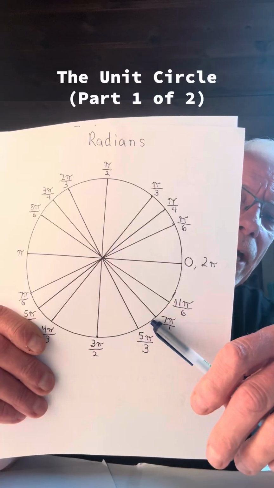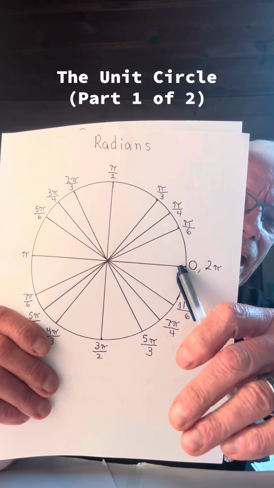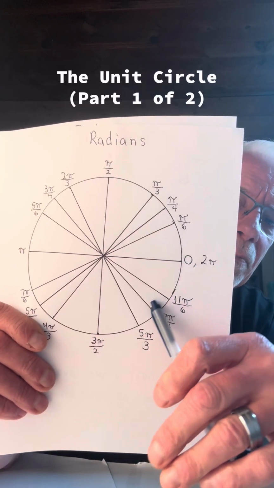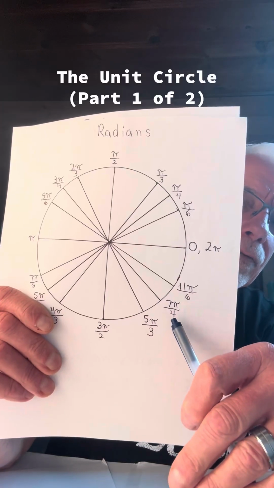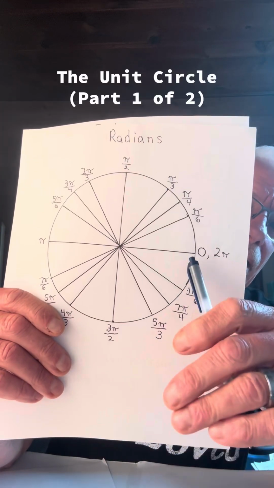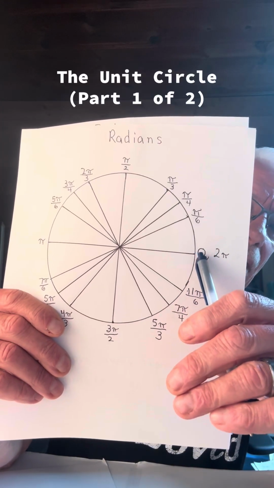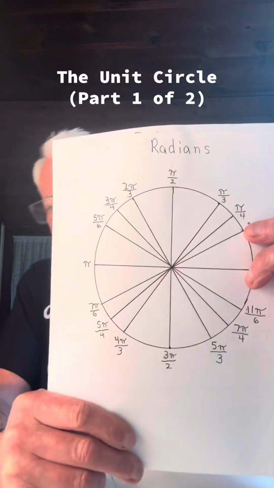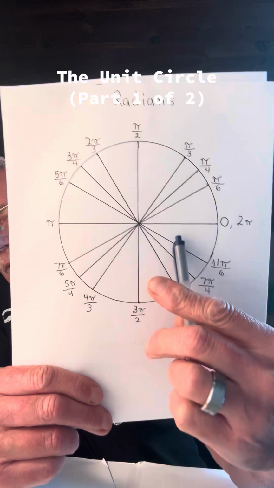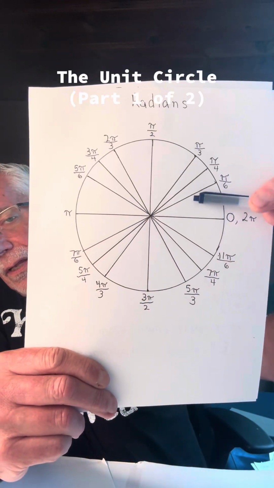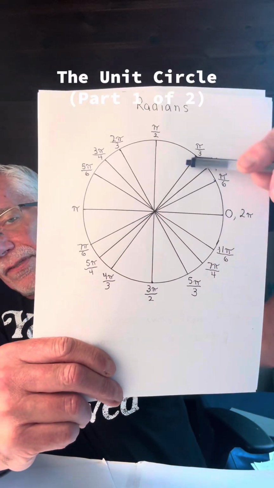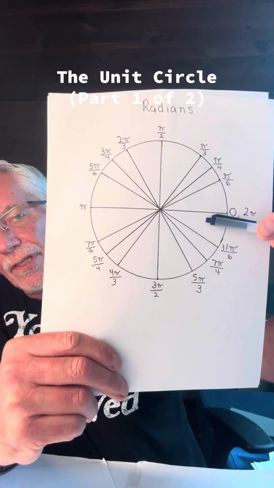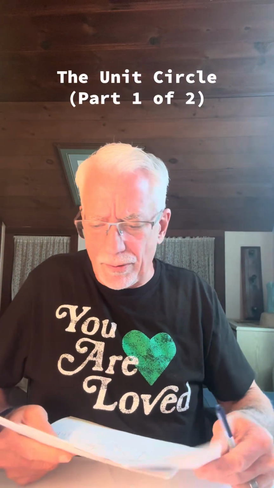In terms of pi over 4 with 2 pi, this is 8 pi over 4 minus pi over 4 is 7 pi over 4. Pi over 3, this is 6 pi over 3 minus pi over 3 is 5 pi over 3. That's how we get those, and we're interested in 30, 45, 60, or pi over 6, pi over 4, pi over 3, depending on if we're in degrees or radians.